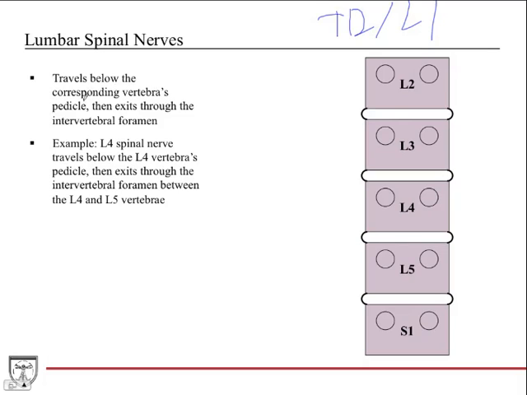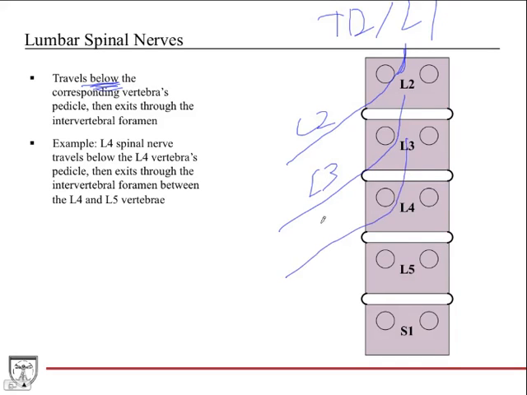What's important to know in the lumbar region is they travel below the corresponding vertebra's pedicle, okay? So let's talk about L2 here. L2 will come in, and it doesn't do that 90 degree angle. It goes in at an oblique angle below the pedicle. So that's L2. You have L3 that comes in like this.